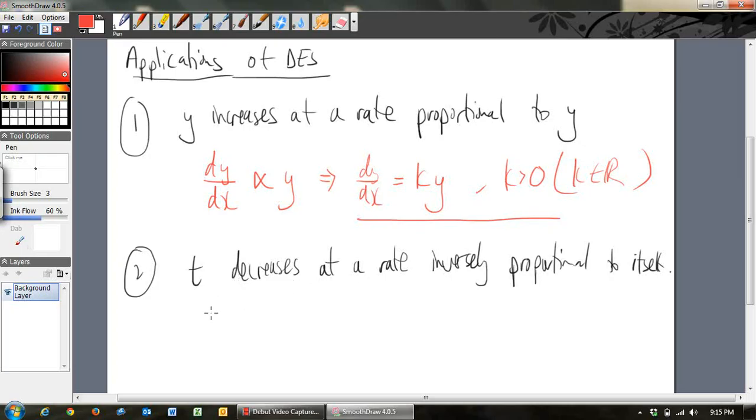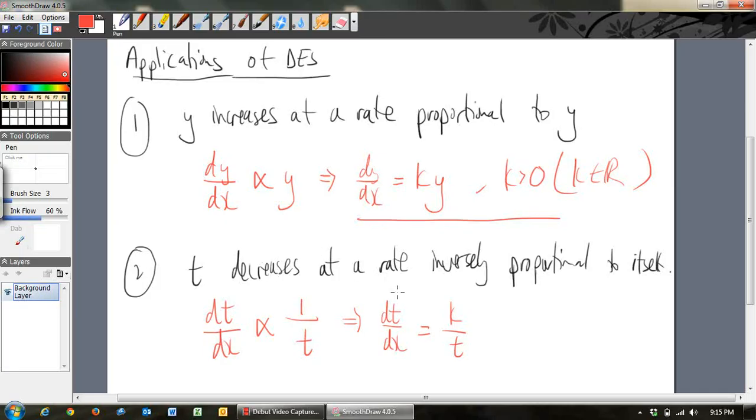T decreases. So what this is saying is the rate of dt with respect to some other variable x, dt dx. The rate that t's rate is decreasing, so it's inversely proportional to itself. So what that means, it'll be 1 over t. The rate dt dx, so the rate of t's change, is inversely proportional to itself. And what this gives us is that dt dx is equal to k over t.